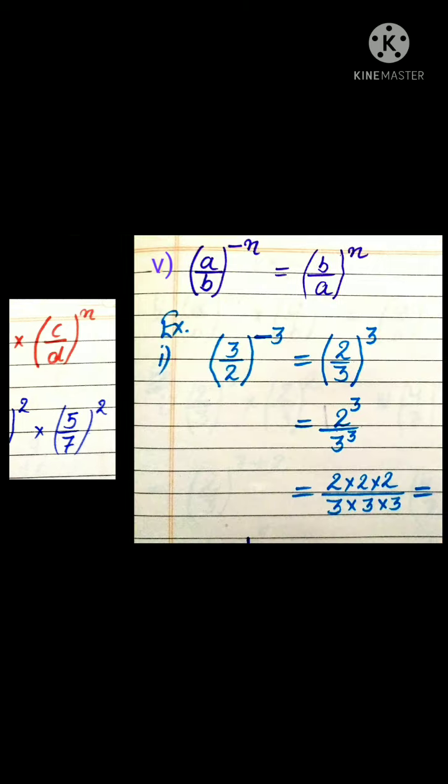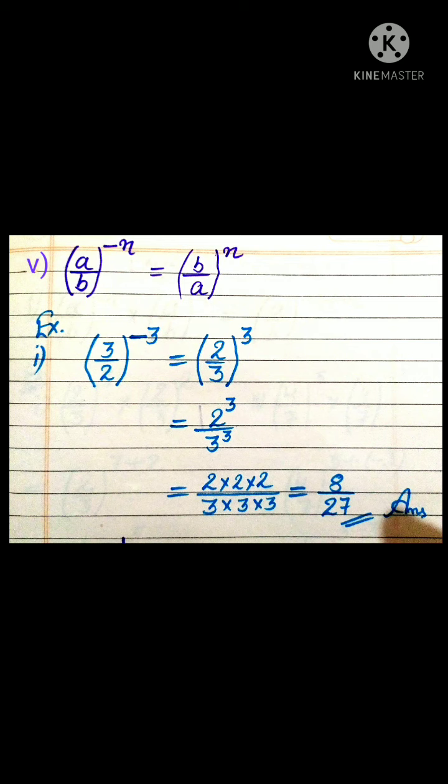Now next law is, which we have discussed earlier, that if we are having a negative power, how we can remove it. Like there is a rational number a upon b and it is having negative power n, so we can make it positive by the reciprocal of the base. So this a upon b will become b upon a and this minus n will become plus n.